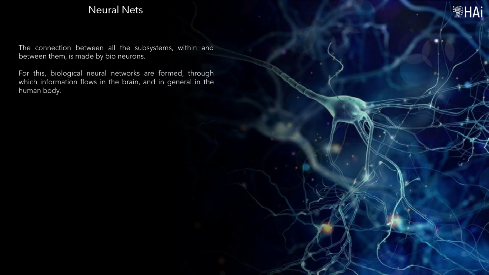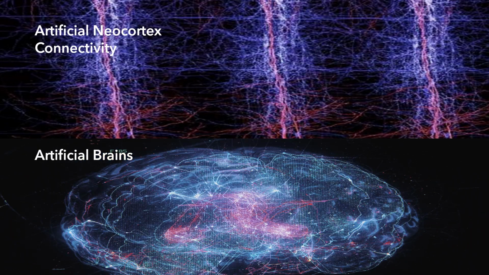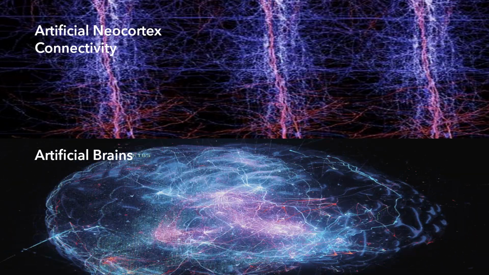For this, biological neural networks are formed, through which information flows in the brain, and in general in the human body. The neocortex contains millions of neurons that communicate with each other, to capture the world that occurs around the human being. The connectivity of these neurons does not occur based on a dense network that connects all neurons to each other. Connectivity is based on a sparse network, which can be assimilated to a sparse array. Artificial brains come from neuroscientific studies.